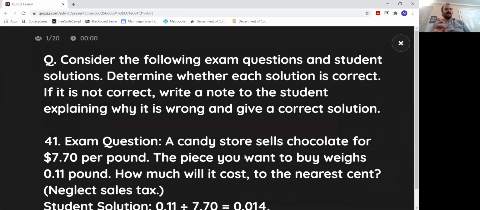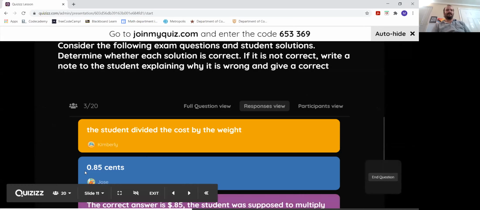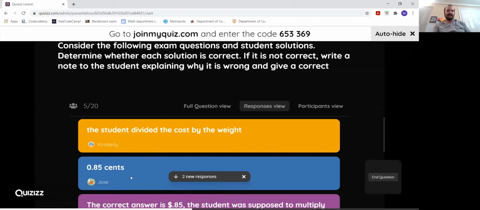Yeah, they divided the cost. They divided the weight by the cost is what they did, right? Should be multiplying it. So what number do we get? How much are they going to charge you? Someone's, oh, there we go. 85 cents. Woo, no, careful. Don't do the 0.85 cents. It's 85 cents or $0.85.